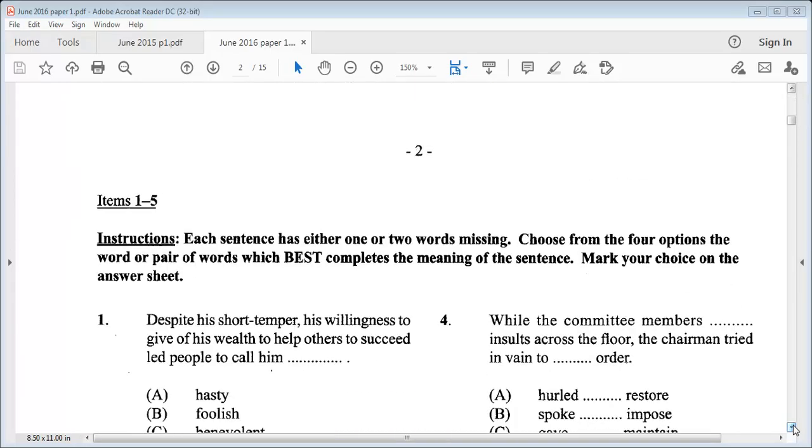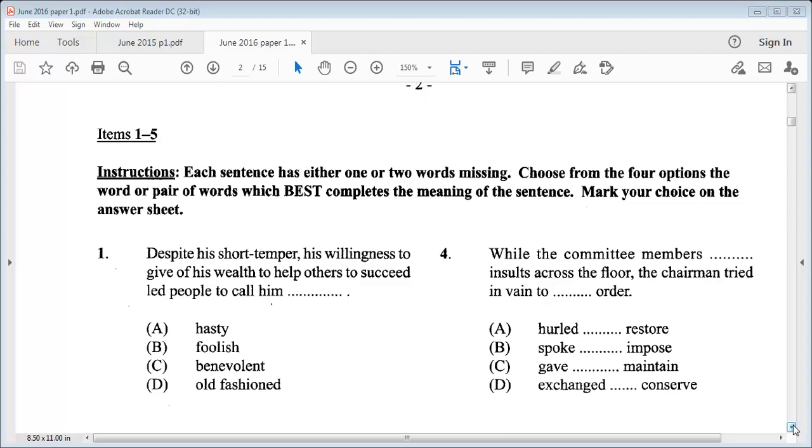The first question says items 1 to 5. The instruction says each sentence has either 1 or 2 words missing. Choose from the 4 options the word or pair of words which best completes the meaning of the sentence. Mark your choice on the answer sheet. 1. Despite his short temper, his willingness to give of his wealth to help others to succeed led people to call him C. Benevolent, being kind.